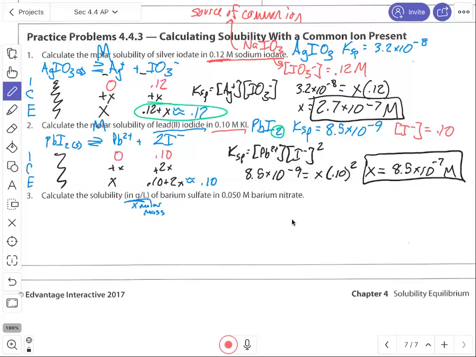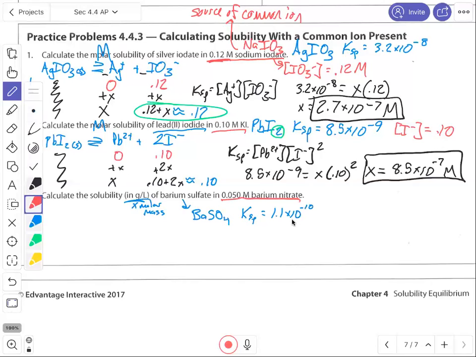So it's the same setup. Here we're looking for barium sulfate. Again, barium and sulfate, those charges cancel out, so there's no real subscripts here to deal with, which makes life easier. The Ksp value for barium sulfate is 1.1 times 10 to the negative 10. The barium nitrate provides your common ion.